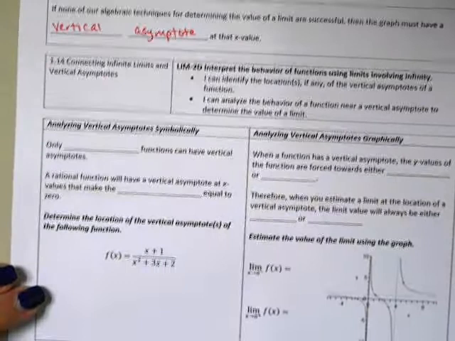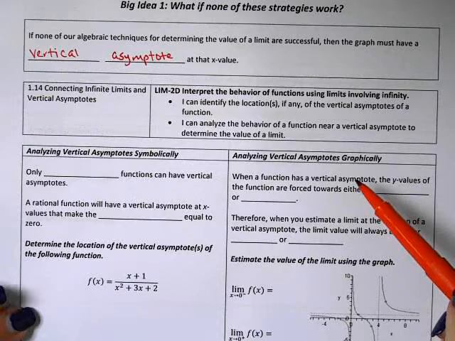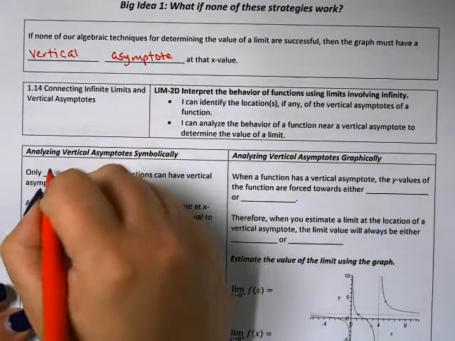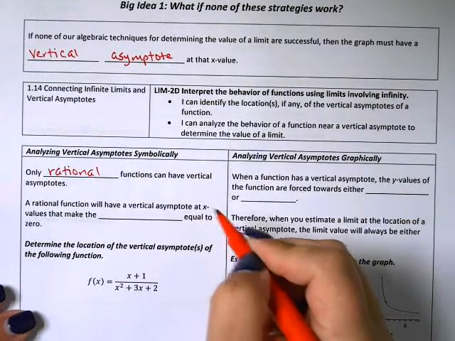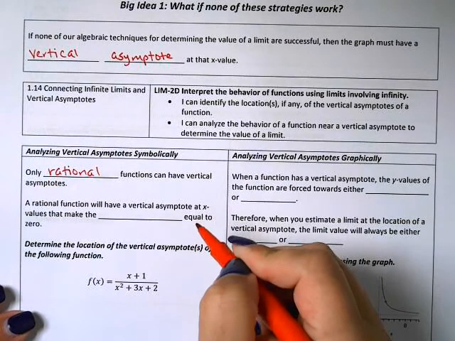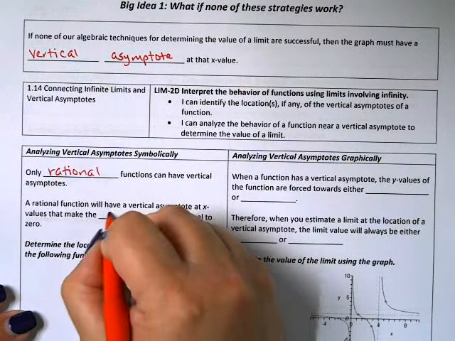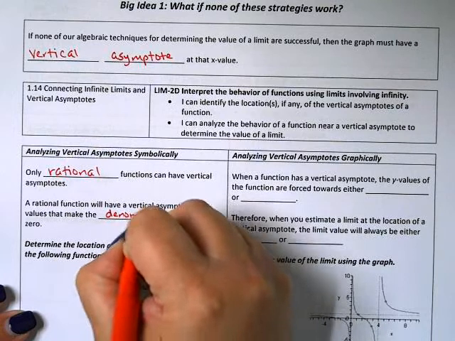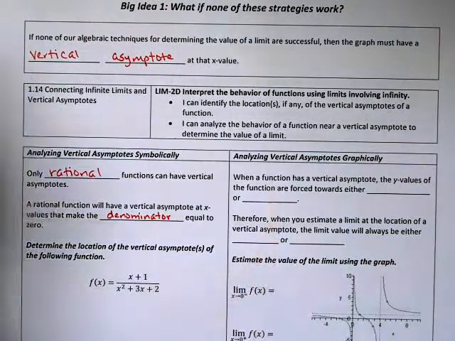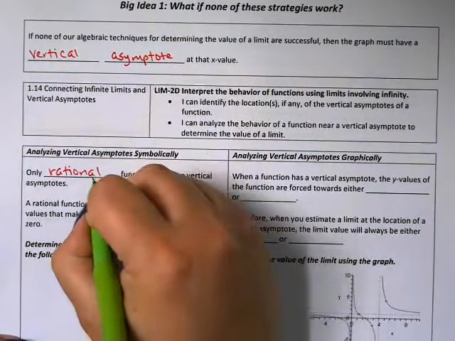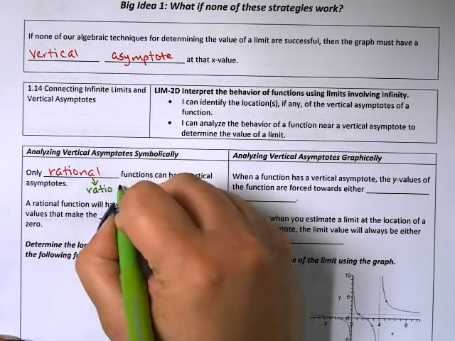So let's talk a little bit about analyzing vertical asymptotes both symbolically and graphically. So we know that only rational functions can have vertical asymptotes. A rational function will have a vertical asymptote at x values that make the denominator equal to 0. Remember that a rational function means it can be written as a ratio, right? Rational means ratio, which really just means fraction.